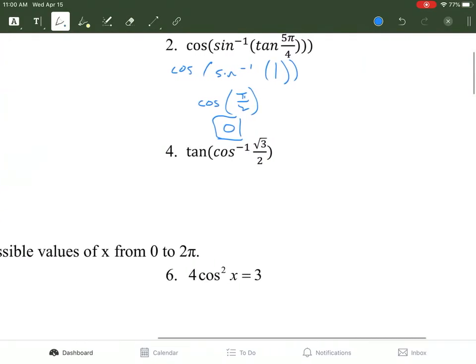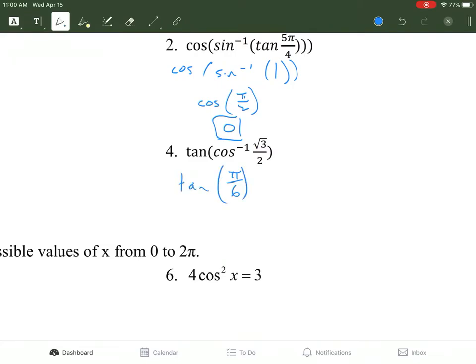And then number 4, the inverse cosine of root 3 over 2. Now for cosine, for the inverse of cosine, you can only use the top half of the unit circle, unlike sine and tangent where you have to use the right-hand side of the unit circle. So on the top half of the unit circle, where is the point where it's root 3 over 2, and that is going to be at pi over 6. So the x value is root 3 over 2 at pi over 6.